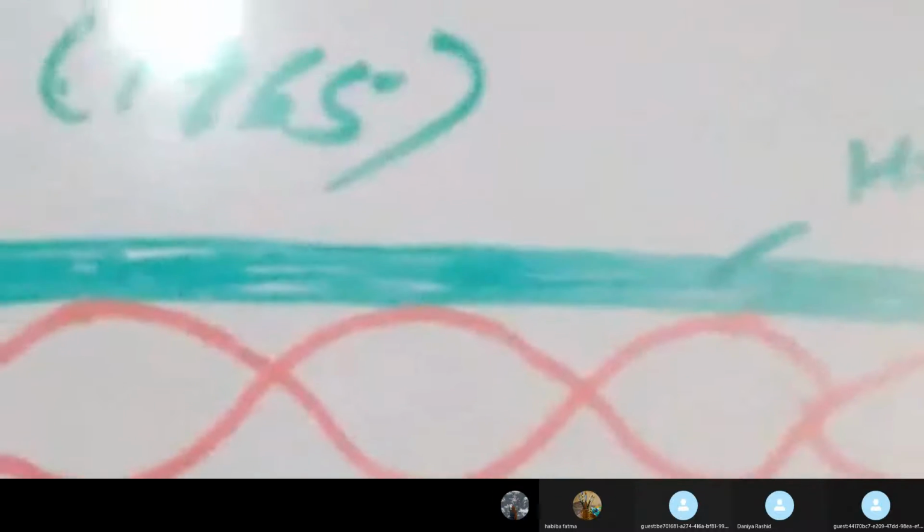Just look at the whiteboard and try to understand the Frenster model. This Frenster model was proposed in 1965 to explain the mechanism of regulation of gene expression in the eukaryote.